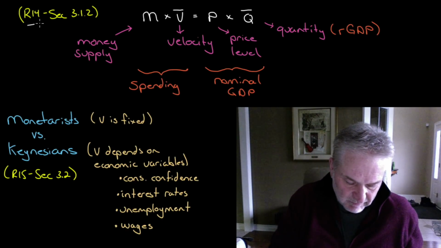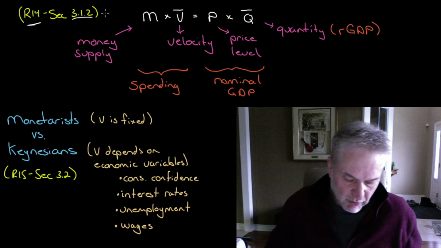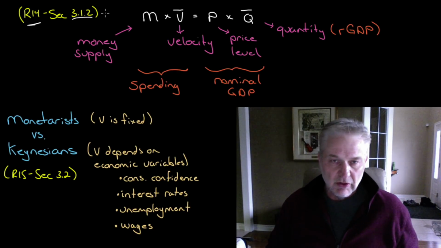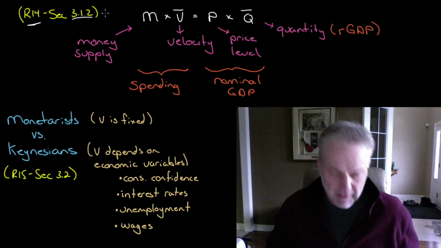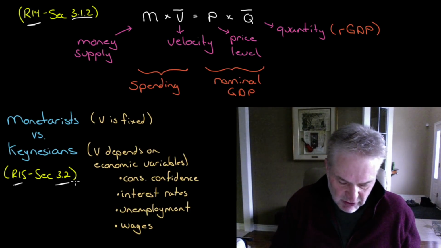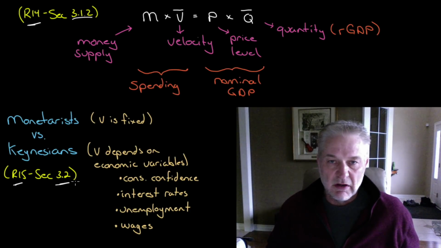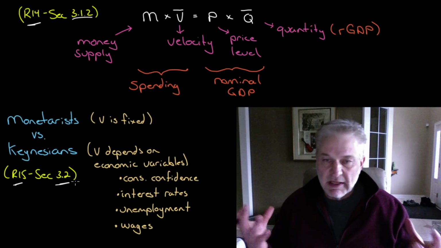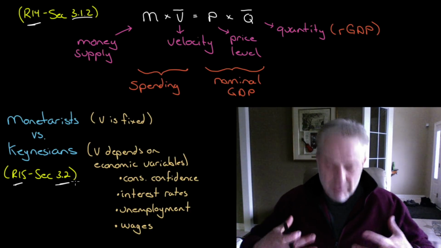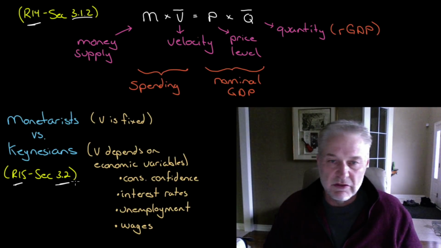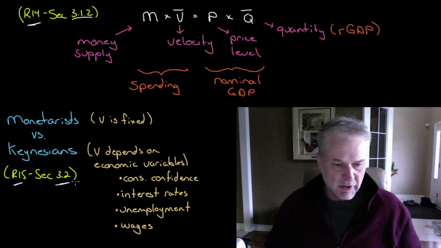Reading 14 from 2020, section 3.12, introduces something called the quantity theory of money. And reading 15, section 3.2, sets out the argument between the monetarists and the Keynesians about inflation, particularly referring to the quantity theory of money.